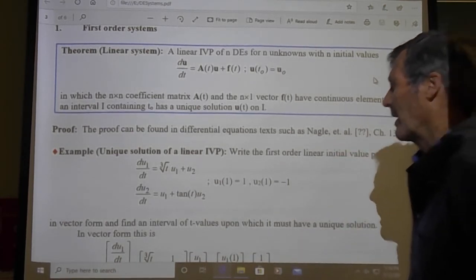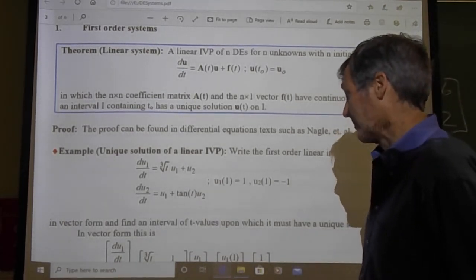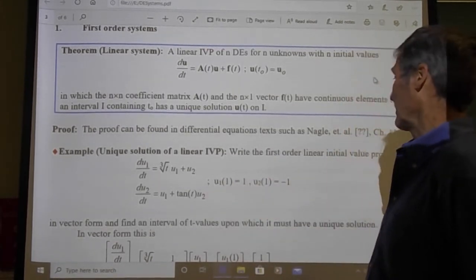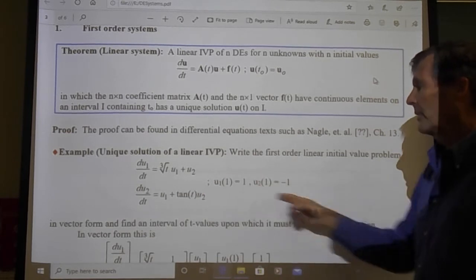For the proof of that, they have it way in the back if you ever take an interest. But let's look at this. This is a linear system together with initial values.